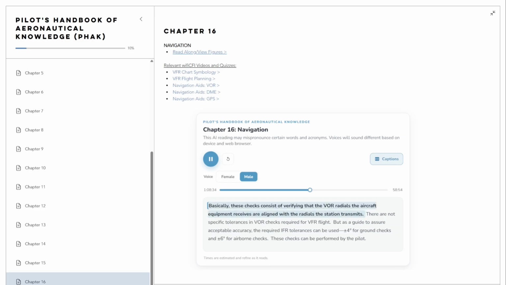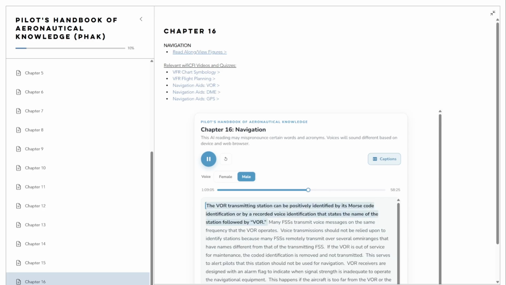Basically, these checks consist of verifying that the VOR radials the aircraft equipment receives are aligned with the radials the station transmits. There are not specific tolerances in VOR checks required for VFR flight. But as a guide to assure acceptable accuracy, the required IFR tolerances can be used, plus or minus 4 degrees for ground checks and plus or minus 6 degrees for airborne checks. These checks can be performed by the pilot.